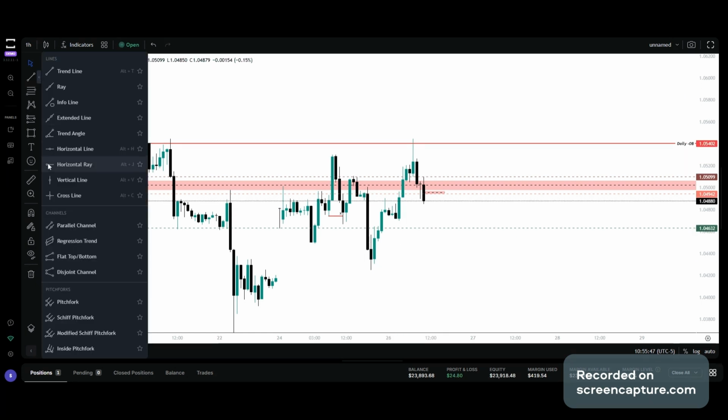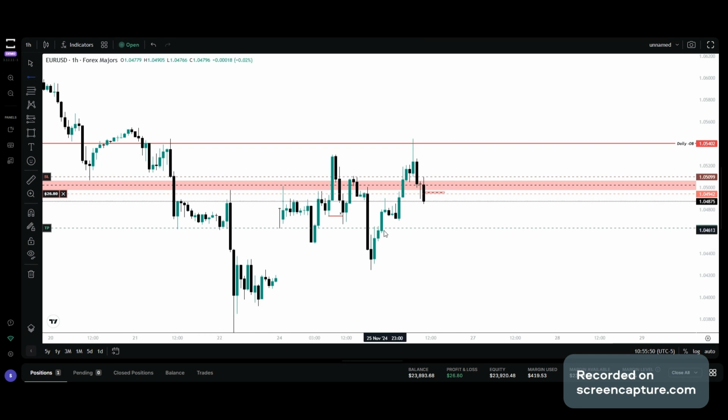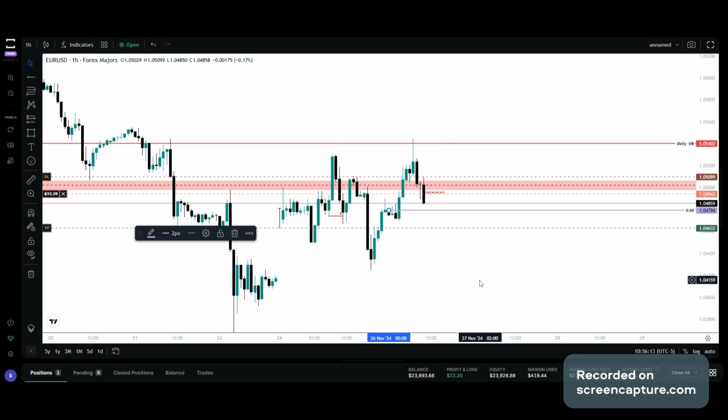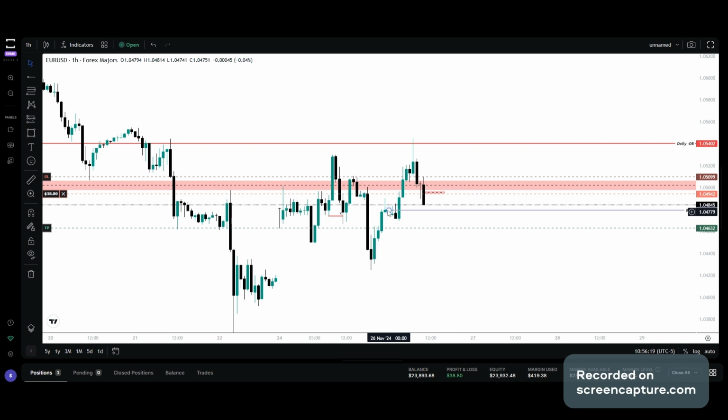One other level that I want to point out is our New York midnight opening price, which is right here. So that's 0 o'clock. So we had our accumulation, manipulation, distribution. So we priced a little bit below New York midnight opening price. Then we ran up higher, taking out London.